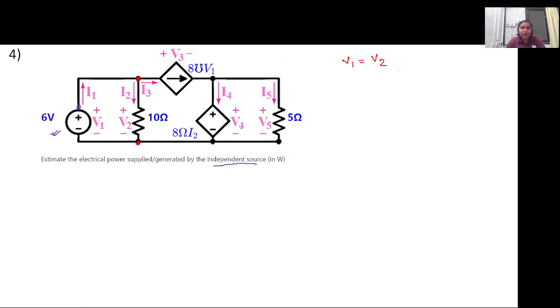And if we look at V4 and V5, they are also the same thing, right? Nothing is connected between them. So V4 equal to V5 will be equal to what? This particular voltage source that is connected. Here this voltage source is given as 8I2, right? So this will be equal to 8I2. So V1 equal to V2, and V1 is equal to 6 volt, which is this particular voltage source. So V1 equal to V2 equal to 6 volt. We have this.